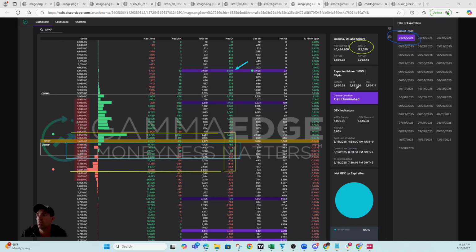Moving on to 0 DTE, we're call dominated above and below spot price. You'll notice we do see some in the money puts above us, but it's significantly above 59.50. Again, 6,000, noting the COI level. So it's the highest call open interest. So we have out of the money call speculation continuing above us. That's alive and well.